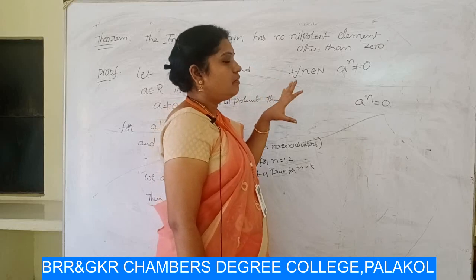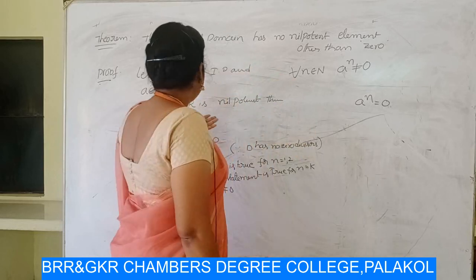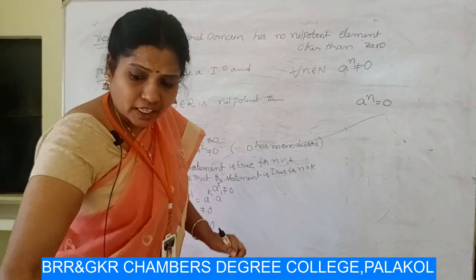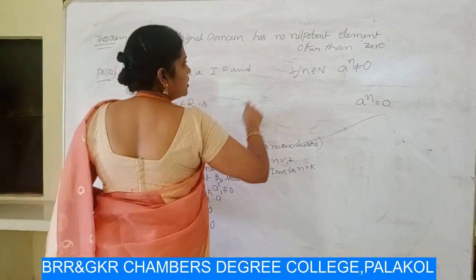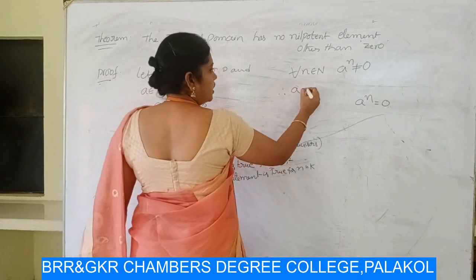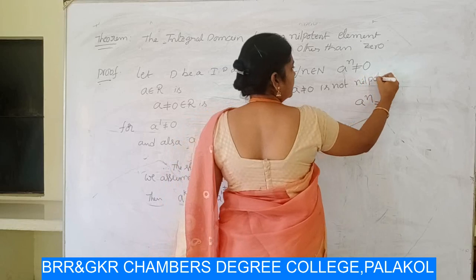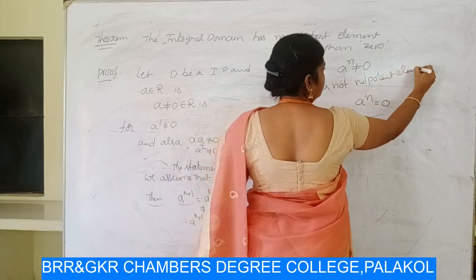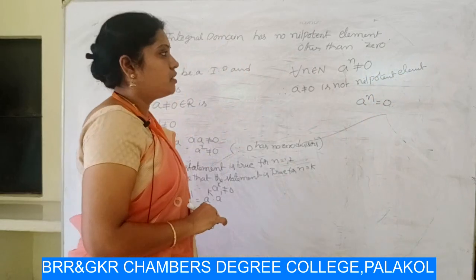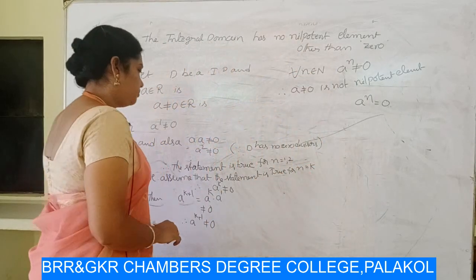That means, if all the non-zero elements are nilpotent elements. So here we took a non-zero element a, and we have proved it is not a nilpotent element. Therefore a not equal to 0 is not a nilpotent element. Therefore all the non-zero elements are not nilpotent elements. So we have only the zero element that is a nilpotent element.